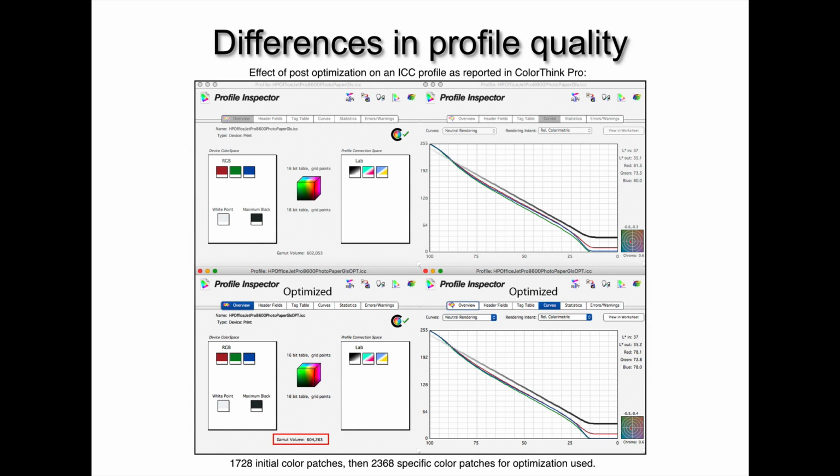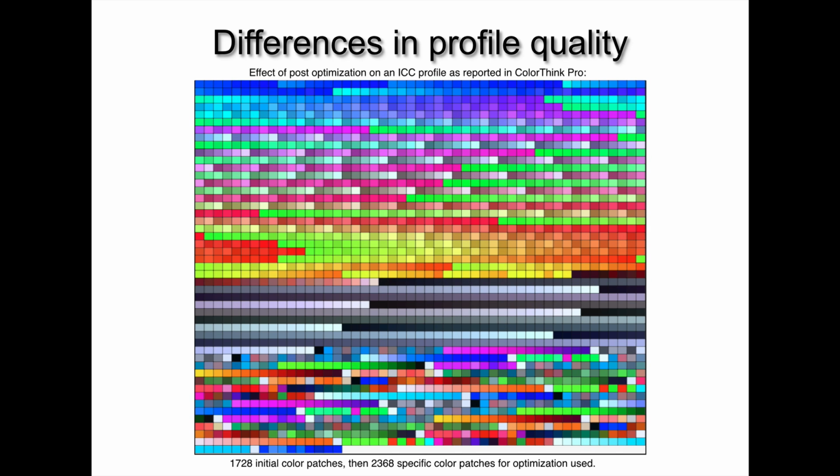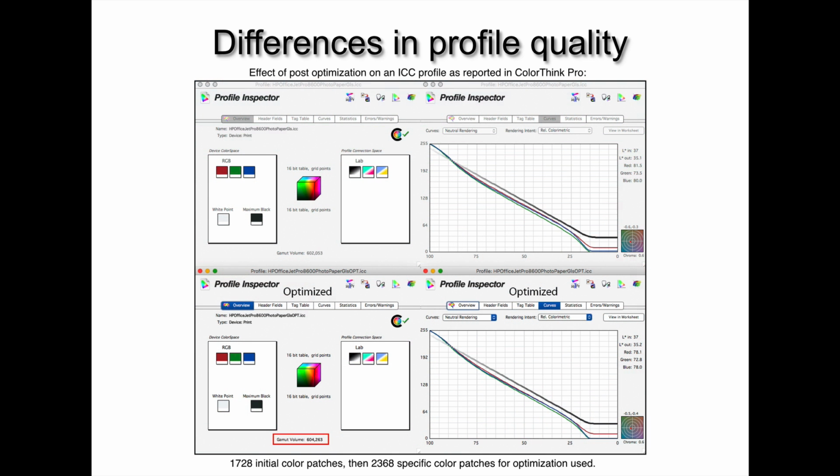The other option that I have in i1Profiler is called post-optimization. So essentially, when I build a profile, I send 1,728 color patches to the device, I measure them, I build a profile, I might make a few prints and look at it, see how it's performing. But then what I can do is send another set of patches to the software. These 2,368 specific color patches that I've specified are used to optimize the original profile.